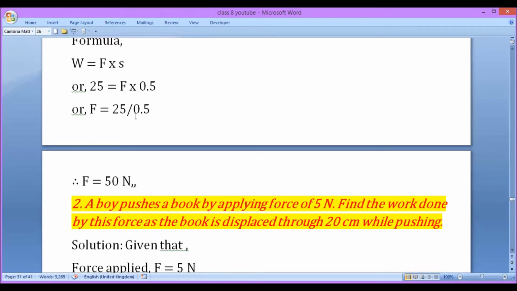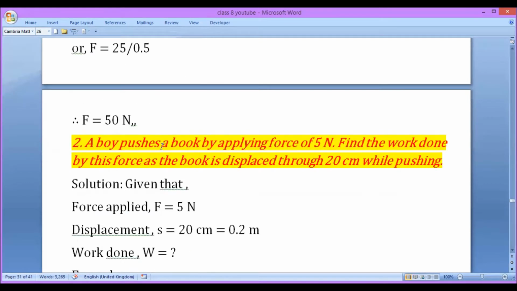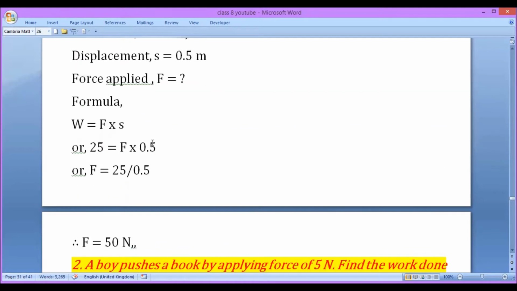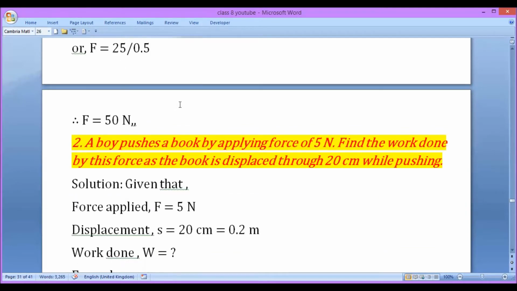Now divide 25 by 0.5. We can compute it: 50 newtons. So this is the required answer. This is an easy numerical. You can calculate it easily. Okay, question number 1 is finished.